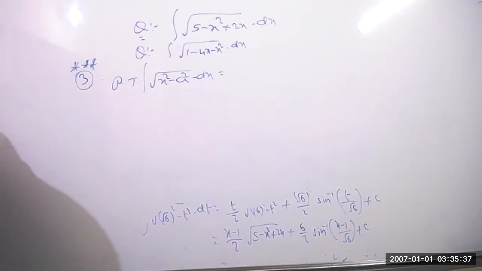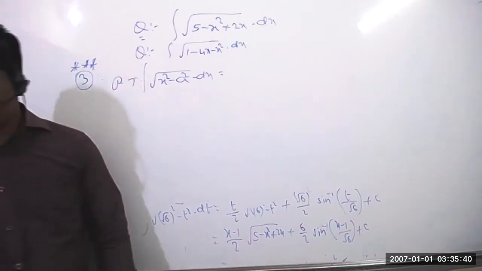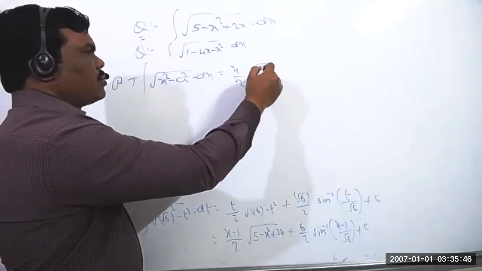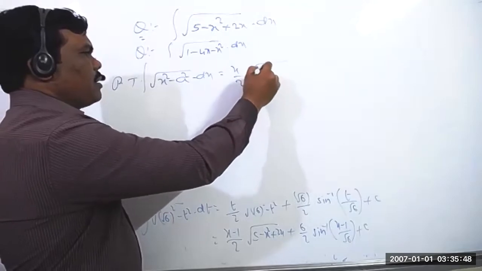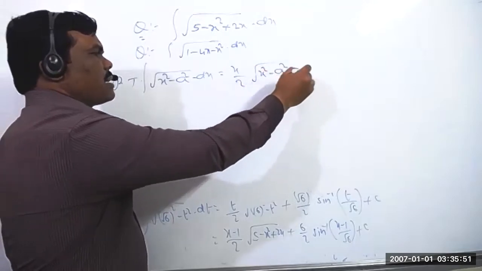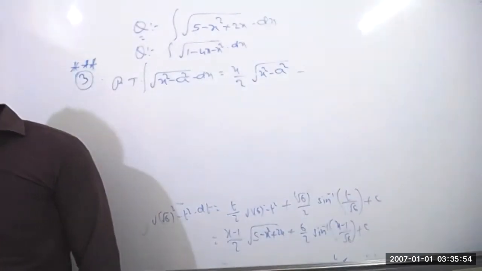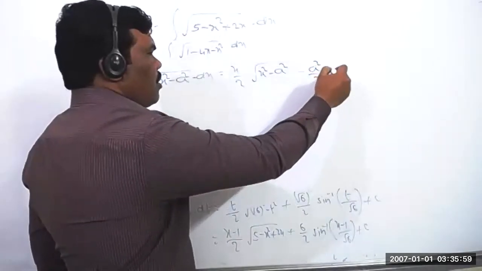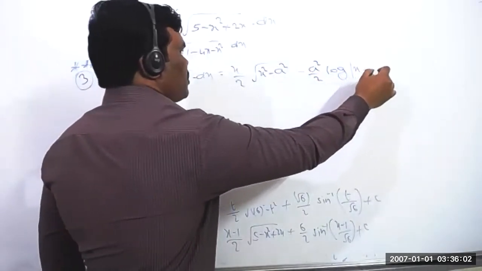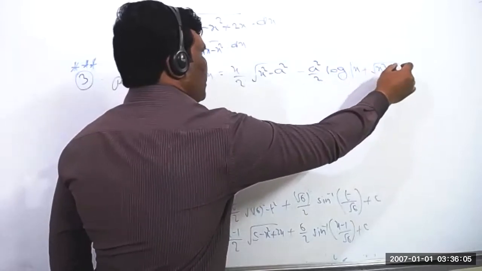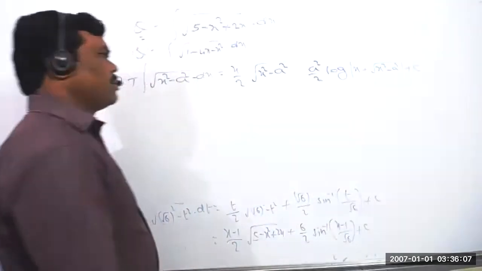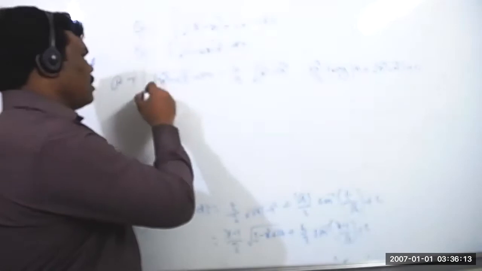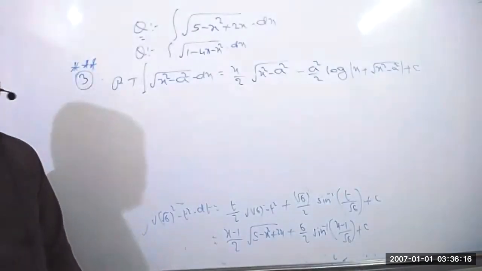x by 2 into root of x square minus a square, minus a square by 2 into log modulus of x plus root of x square minus a square plus c. Same formula, but in the manner of the previous formula. Okay, prove that integration of root of x square minus a square into dx equals this.